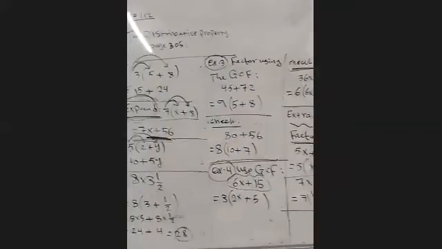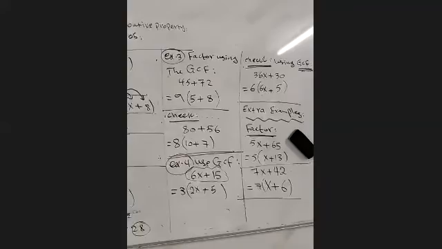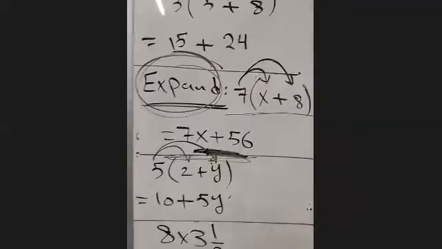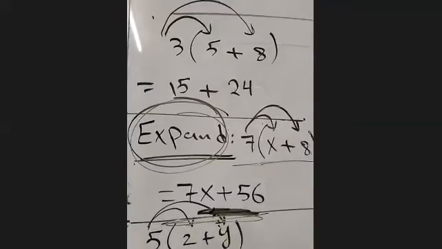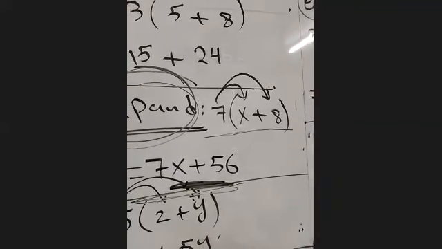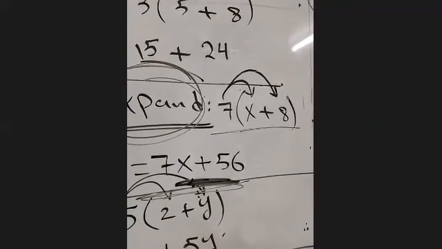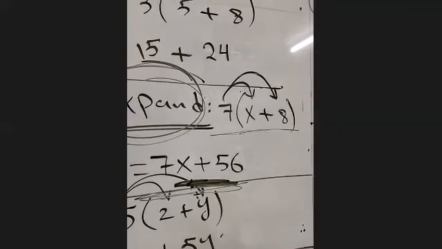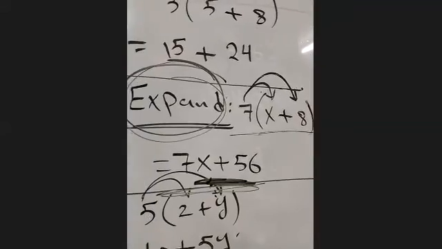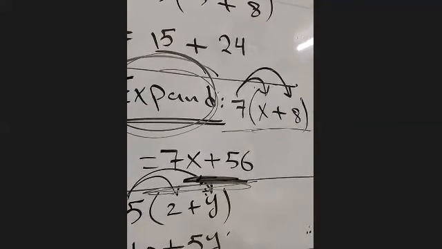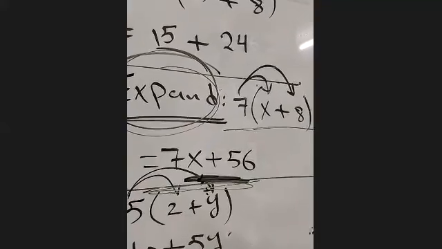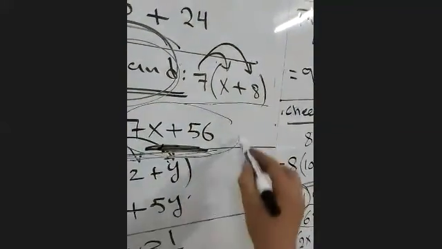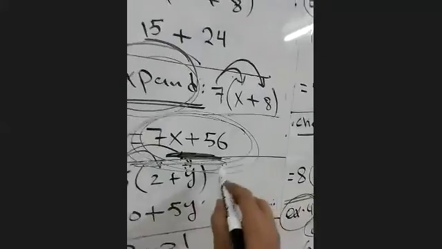Last question, Abdul Hamid. Mister, can you repeat the expand idea fast? Okay. 7 and parentheses x plus 8. We'll expand 7 on x and 8 and we find the answer. This is the answer.